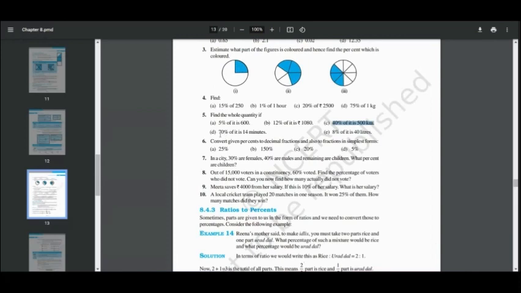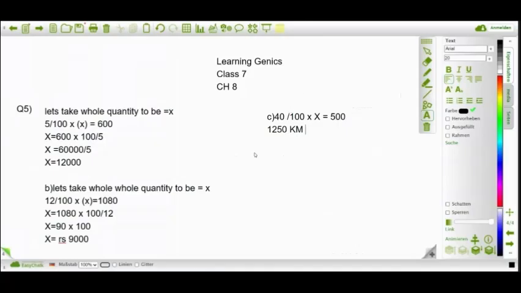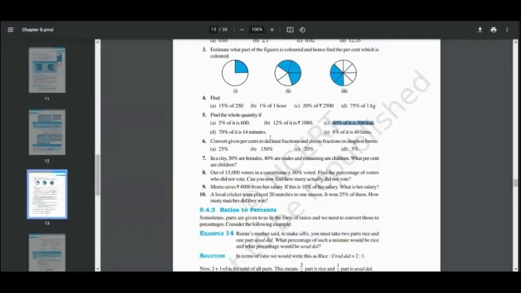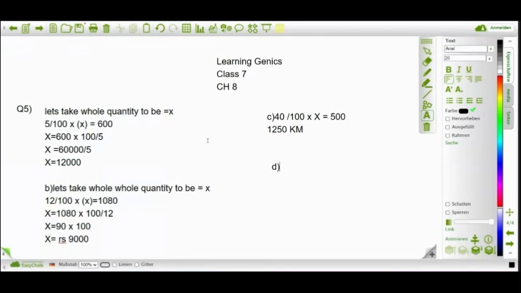I must repeat. 70% of it is 14 minutes. I did not even note down that we'll take x as the whole quantity, because we already know this. So let's do the same for D, shall we? D, 70% of it is 14 minutes. Now, this question will be very easy. I don't even have to note down anything except the same thing, 70 upon 100 into x equals to 14.